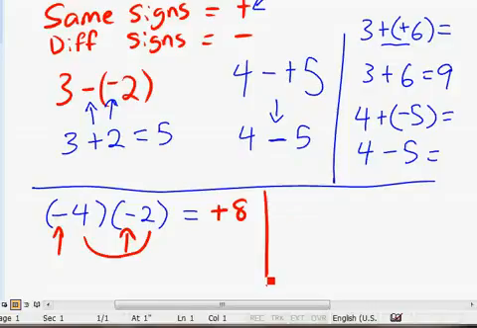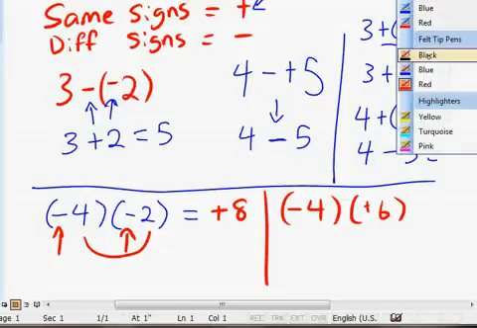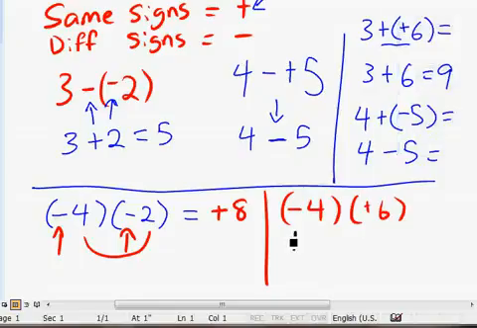Now let's do another one. Negative 4 times positive 6. In this case, you can see that it is a negative and a positive, because they're different signs, the answer is going to be negative. And it's just 4 times 6. 24 is the answer.